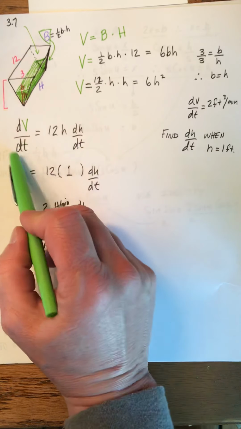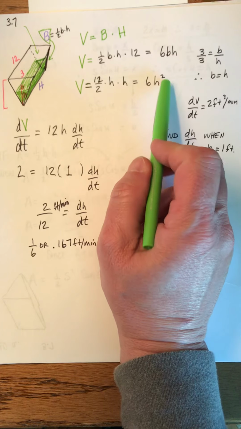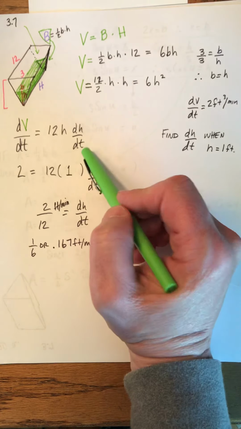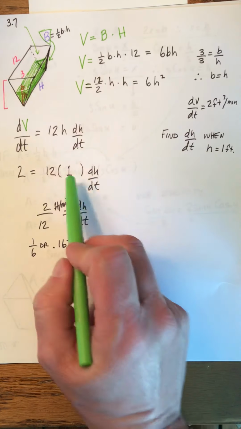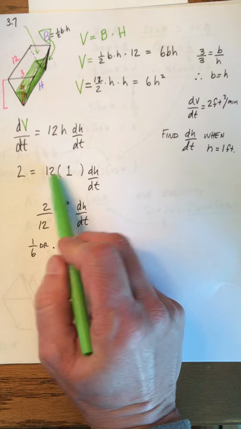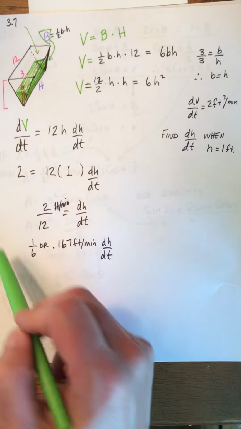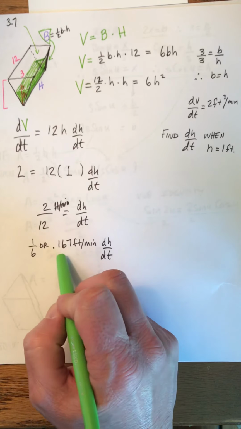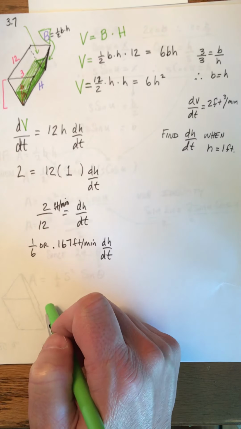So what we'll do next is find our derivative, and we'll take the derivative of this as 12h times dh/dt, because it's implicit differentiation. And then we just plug our variables in. 1 for the h, 12 is there. We want to solve for this, and 2 for the volume. And it turns out that if you simplify this, it's changing about 0.167 feet every single minute.